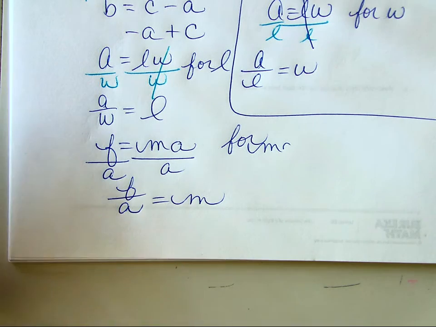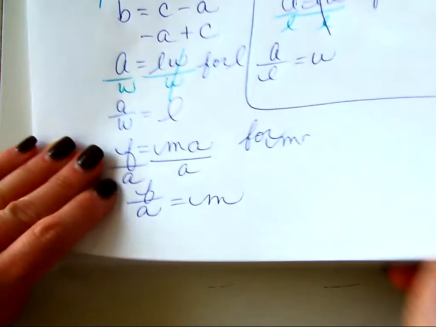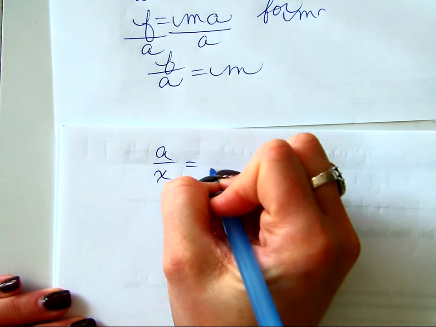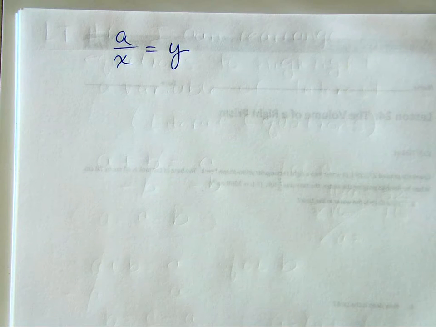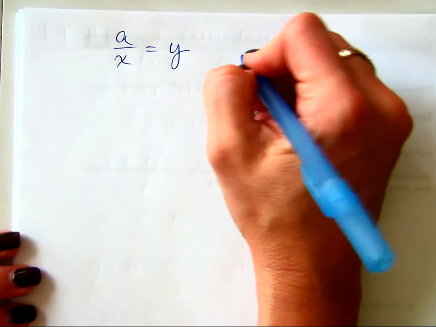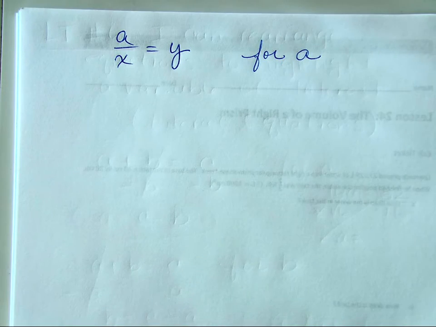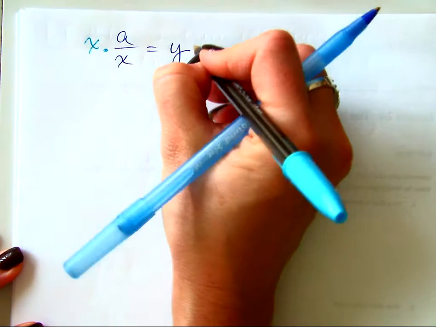So far we've only done one step, so let's do another one-step equation. Let's take A over X equals Y. And you know what? There's no meaning behind this equation. I just chose a bunch of letters and set it up as a division equation. And now I'm asking you to solve for A.